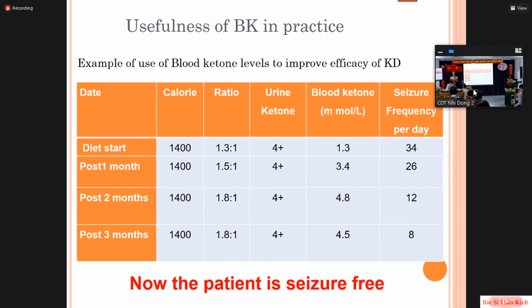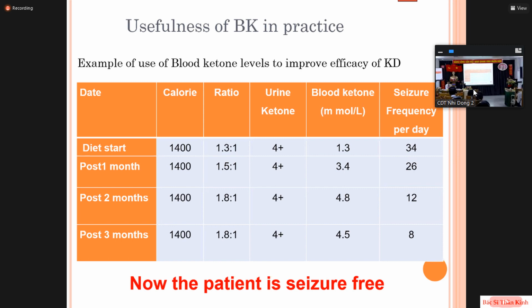So we started doing the fine tuning on the basis of the urine ketone levels. Whenever they came for a follow-up, we did the urine ketone check, and on that basis, we fine tuned the calories and the keto ratio. So post 1 month, we increased the keto ratio to 1.5:1. And with this, the blood ketone levels increased to 3.4 and the seizure frequency went down to 26 per day.